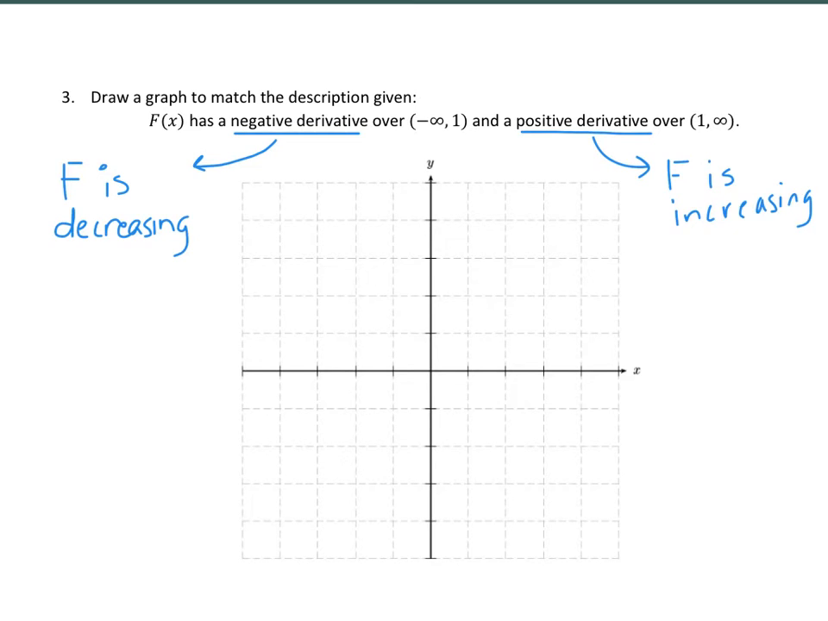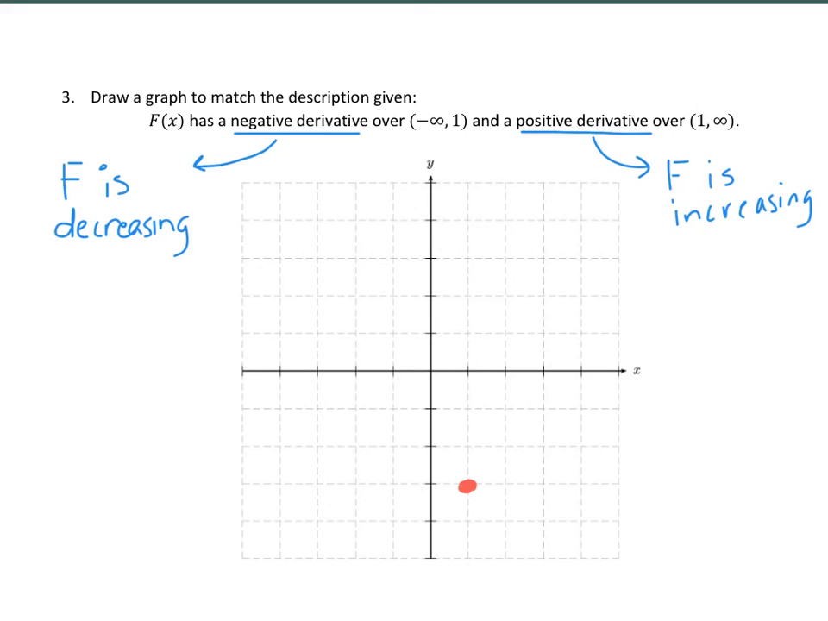Now we're not told what the actual function value is at 1, so we can place our function anywhere on the xy axis. So there's more than one possible answer here, but we do know that our minimum occurs at 1. So for example, I could plot our minimum point here at (1, -3).